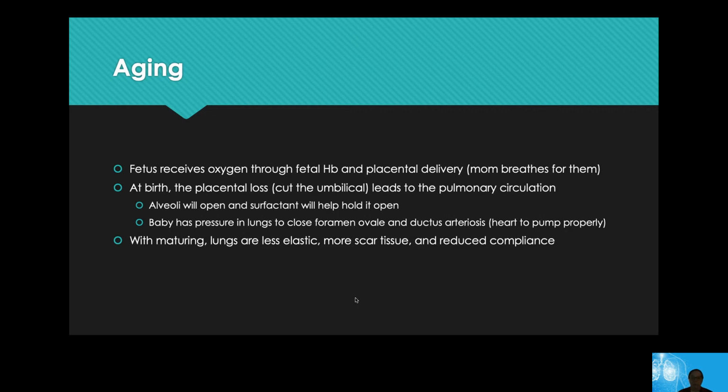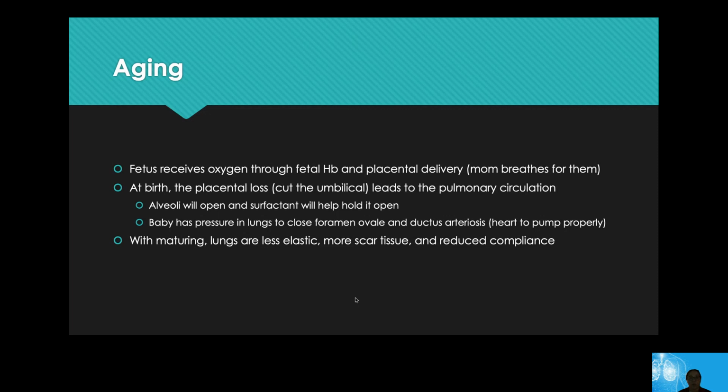The baby has enough pressure with that scream in the lungs that thankfully they can snap the foramen ovale closed, creating the fossa ovalis in the heart, and also pushing the ductus arteriosus together, and this allows the heart to pump properly. If you need to review this, guys, go back to fetal circulation in chapter 21. If you don't understand this, go back to fetal circulation in chapter 21, because this stuff is important. But this starts off a person's life.